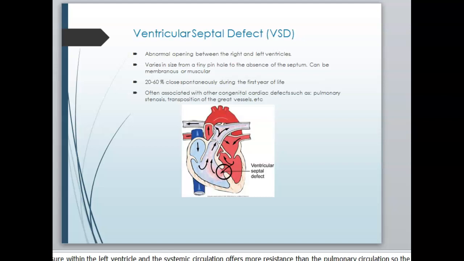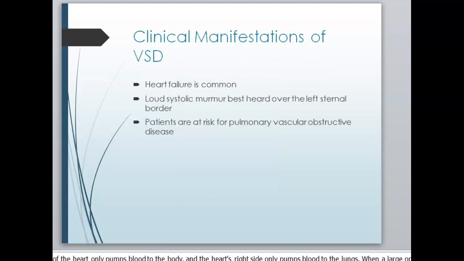So there is a higher pressure within the left ventricle, and the systemic circulation offers more resistance than the pulmonary circulation, so the blood flows through the defect into the pulmonary artery. Increased blood flow is pumped into the lungs, which may result in increased pulmonary resistance. So there is an increased pressure in the right ventricle as a result of left to right shunting and pulmonary resistance, which causes the muscle to hypertrophy. If the right atrium is unable to accommodate the increased workload, the right atrium may also enlarge. So you're going to see multiple types of defects occurring if this isn't repaired or if it doesn't repair within itself.